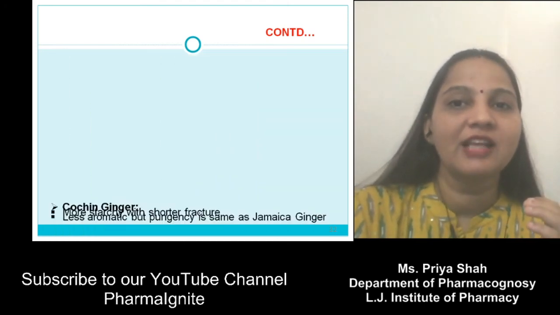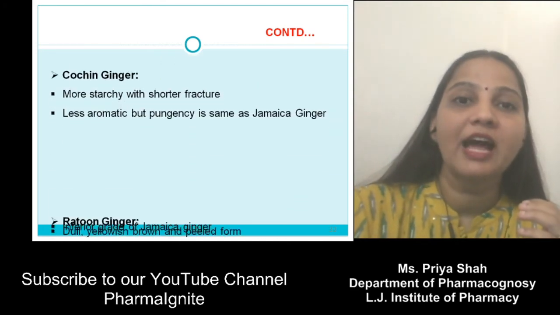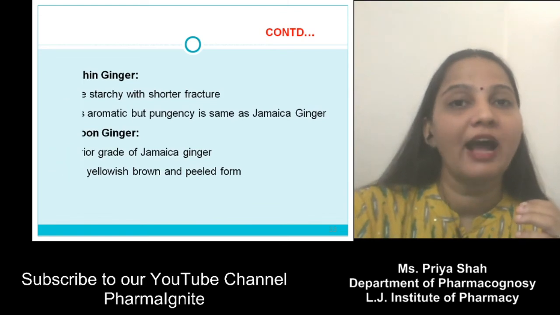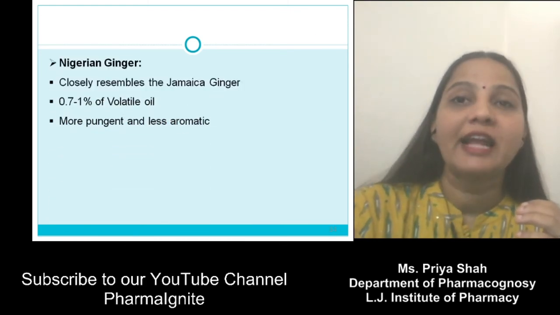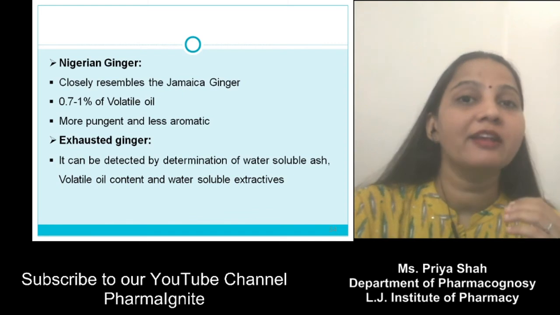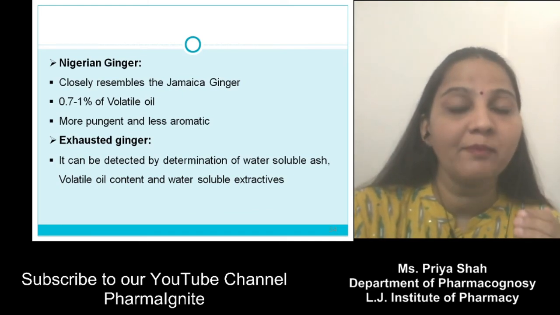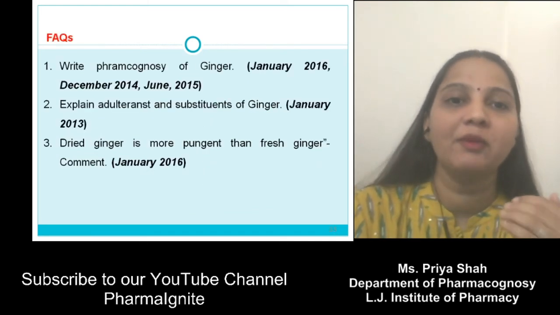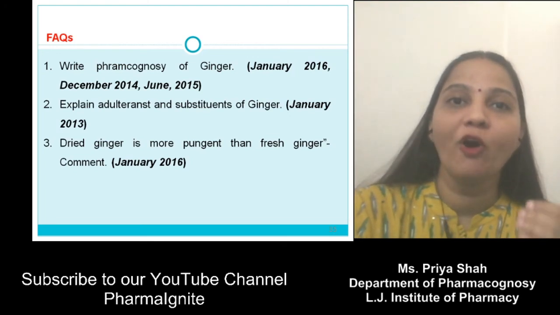Then Chinese gingers are there. The Cochin gingers are more starchy. Ratun ginger is of inferior grade. Nigerian ginger, that is also exhausted ginger, is the type in which the volatile oil is removed. So these are the attributes of the ginger.